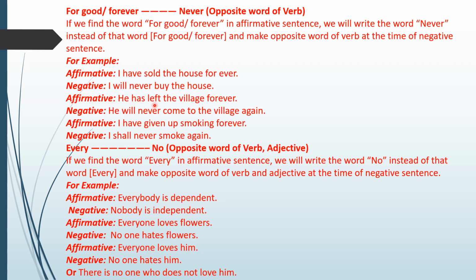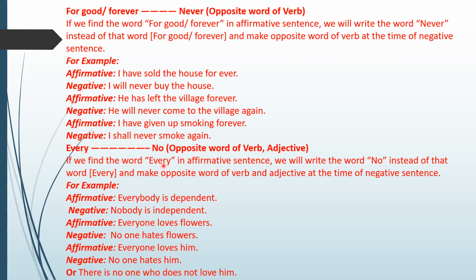Another example, he has left the village forever. There is forever in the affirmative. So instead of forever, you will write never. Left is the verb. The opposite of left is come. So the answer in the negative: he will never come to the village again. Next example in the affirmative, I have given up smoking forever. Instead of forever, you will write never. So the answer in the negative: I shall never smoke again.